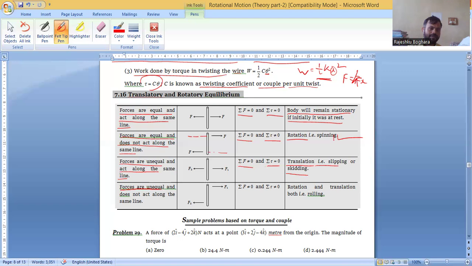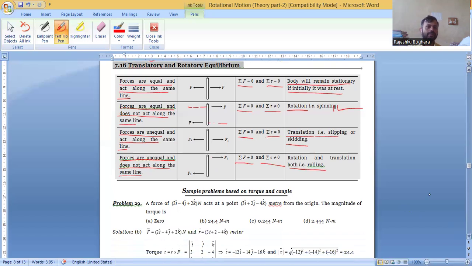Fourth, forces are unequal and do not act along the same line. So summation F is not equal to zero, and summation tau is not equal to zero. So rotational and translational both, which means rolling. So in NEET you need to do this too, because easy questions also come from it.